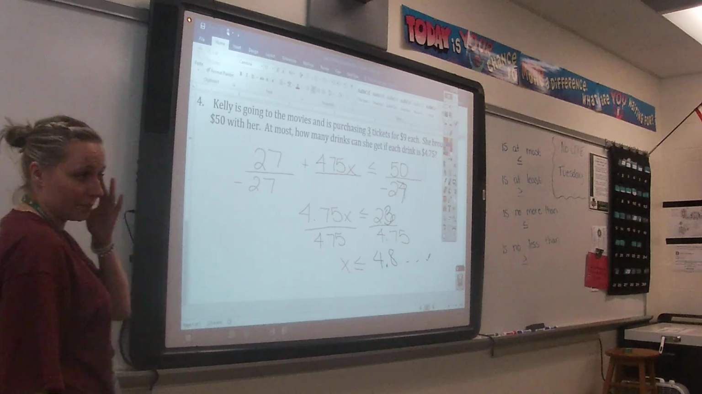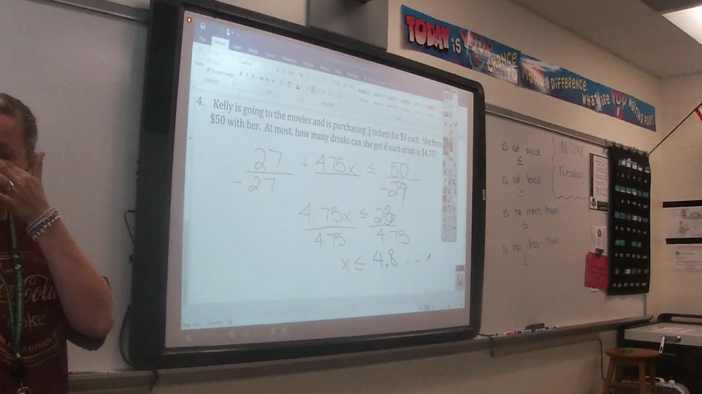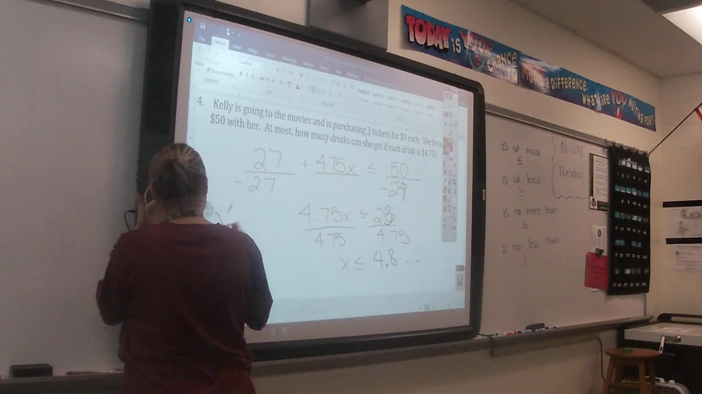23 divided by 4.75. Would it just be a formula because you can't say... Right? So if we can at most buy 4 drinks, we can buy 4 drinks or less than that.